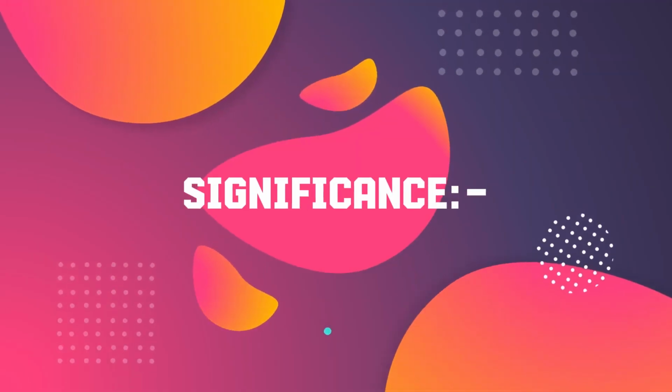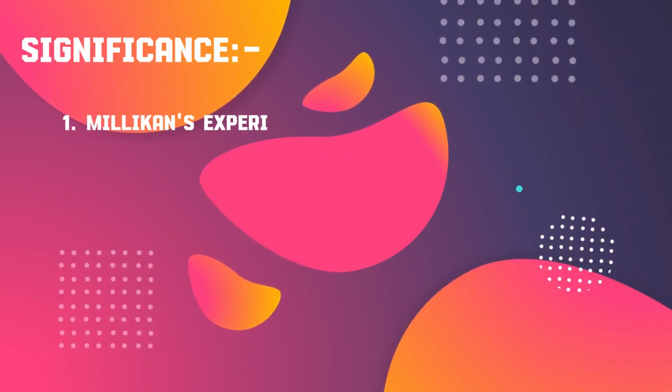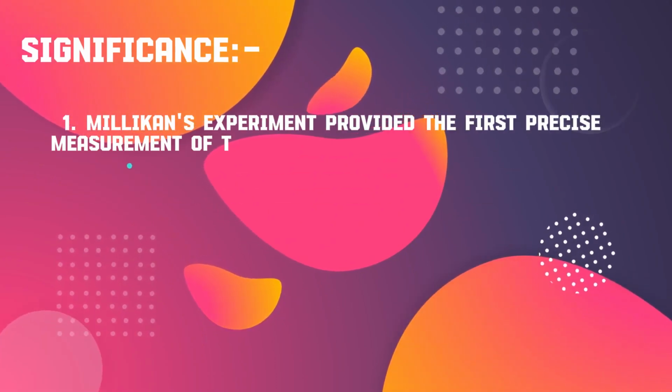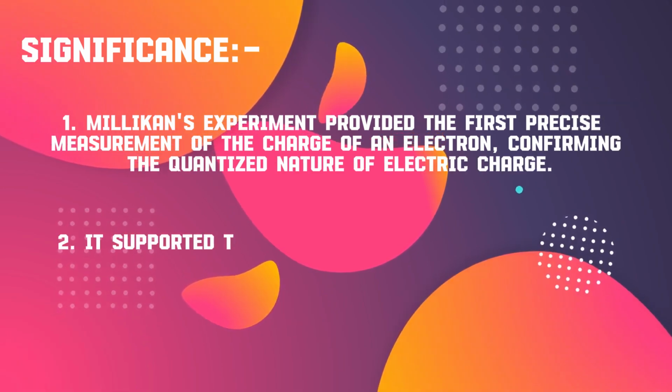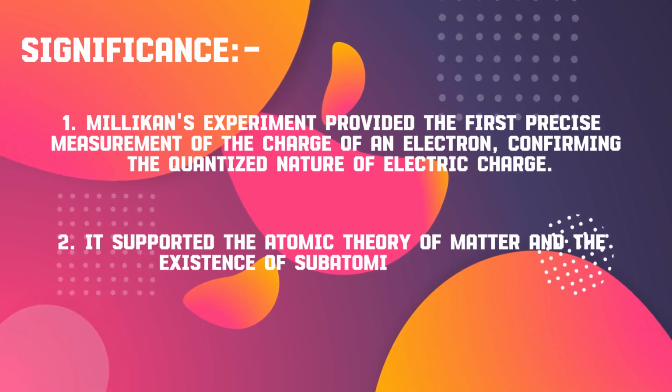Let's see the significance of this experiment. Millikan's experiment provided the first precise measurement of the charge of an electron, confirming the quantized nature of electric charge. It supported the atomic theory of matter and the existence of subatomic particles.